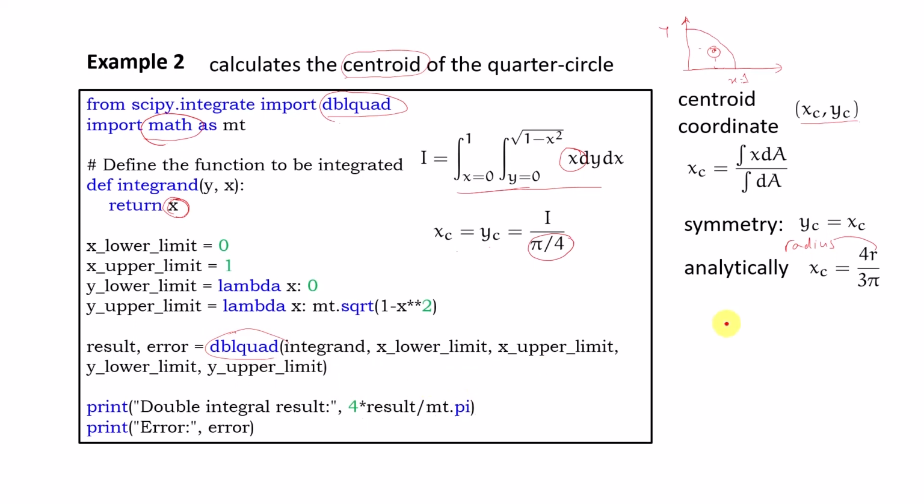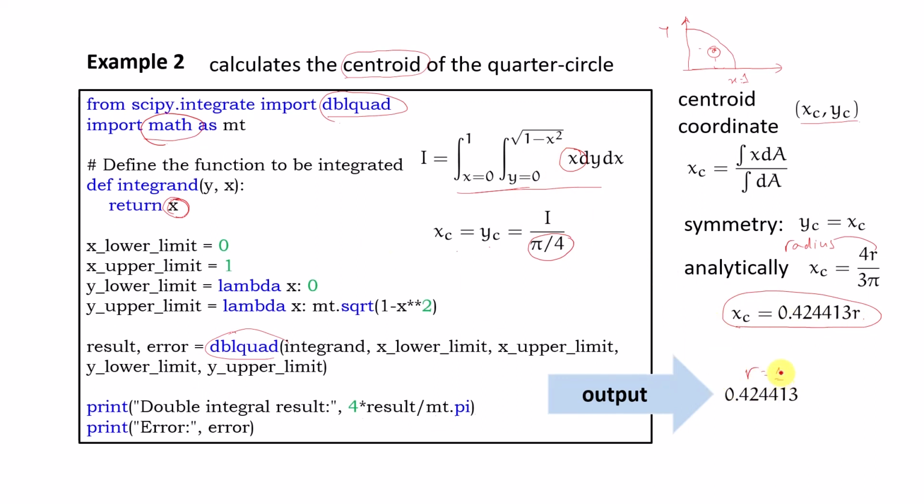All right. If I run this program now, I'll get 0.424413, and the analytical solution is 0.424413 of r. And in this case, of course, we are taking the r equals 1 case. So this is the r equals 1 case we have computed here. And you see this is the very, very high accuracy of this Gaussian quadrature.